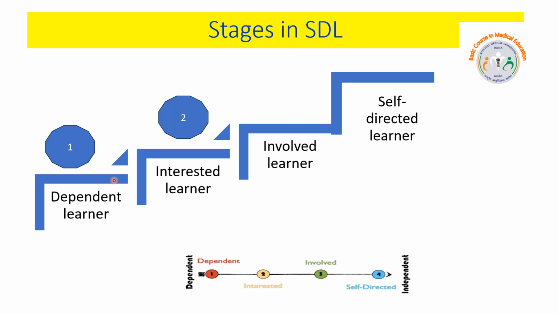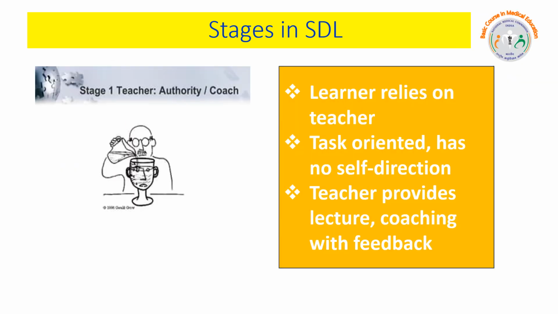Then stage number 2 is the interested learner. Actually, here the student is interested and moldable, like moldable clay. The third stage is the involved learner and the fourth stage is the self-directed learner. Now we will see all these different types of learner one by one. So stage 1 is the dependent learner. In the case of the dependent learner, the teacher is the authority or coach.